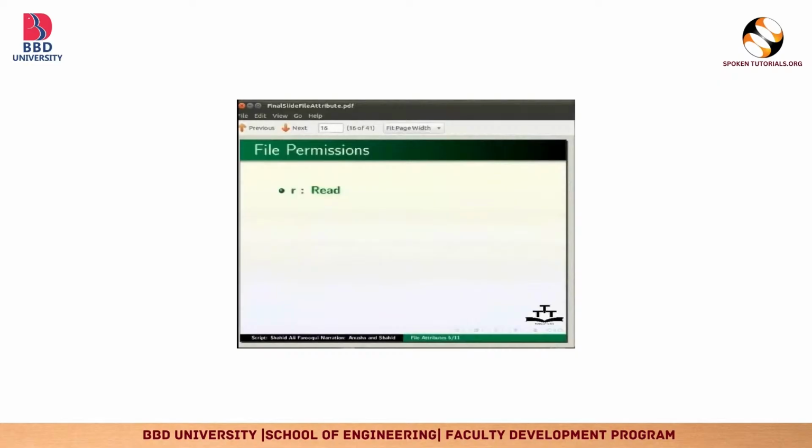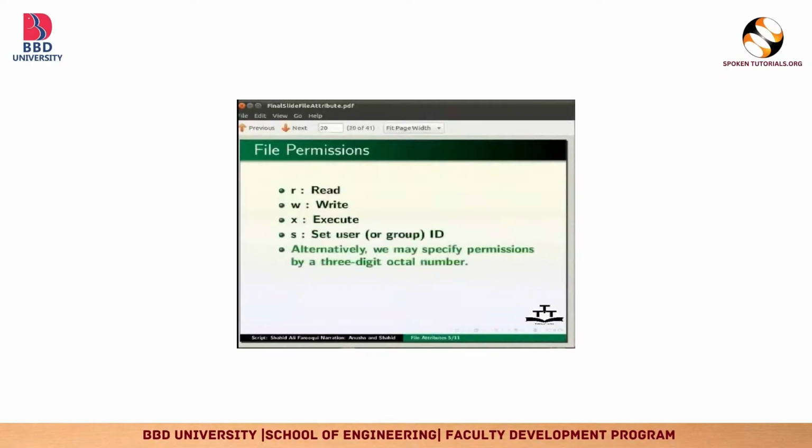There are the following types of access or permission: R, that is read; W, that is write; X, that is execute; S, set user or group ID. Alternatively, we may specify permission by a 3-digit octal number. The first digit stands for owner permission, the second for group permission, and the third for other permission. Permissions are calculated by adding the following octal values: 4, that is read, 2, that is write, 1, that is execute.